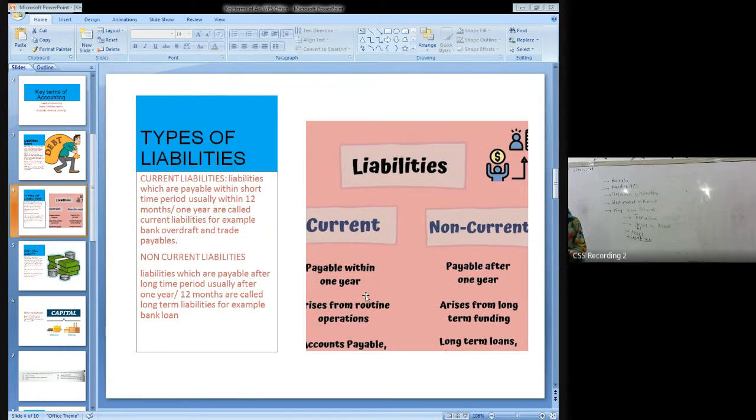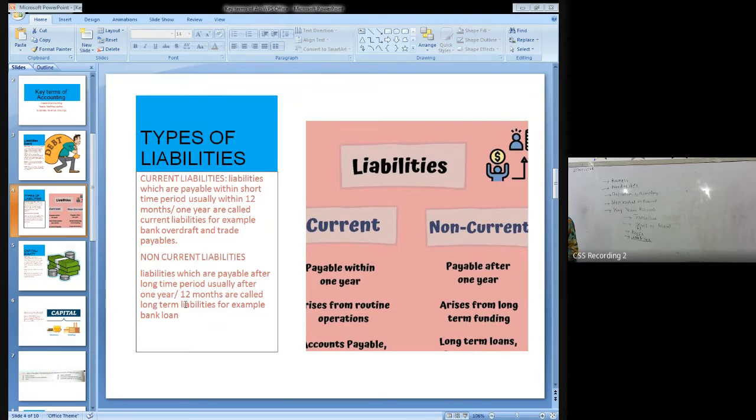On the other hand, the second type is non-current liability. These are opposite to current liabilities. These are those liabilities which we don't need to pay in the present. We can pay them after a long time period. So how can we define it? Liabilities which are payable after a long time period, usually after 1 year, are called long-term liabilities. For example, a bank loan which we have taken for more than 1 year, for example, for 2 years, 3 years, or 5 years, would be regarded as a long-term liability.